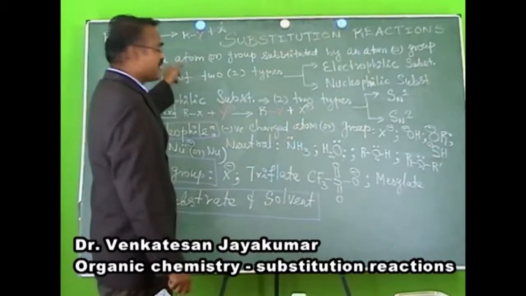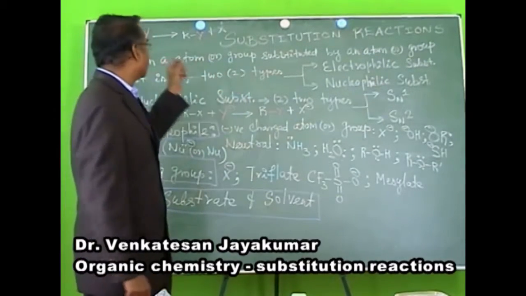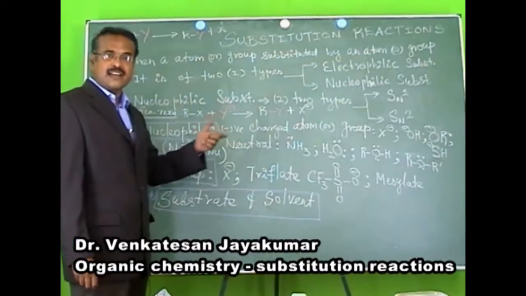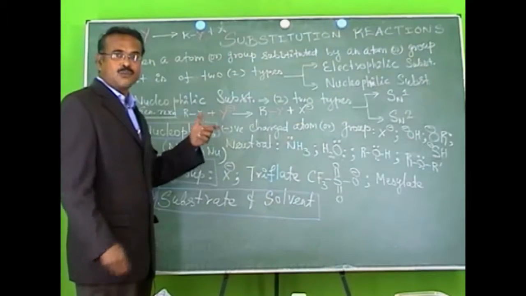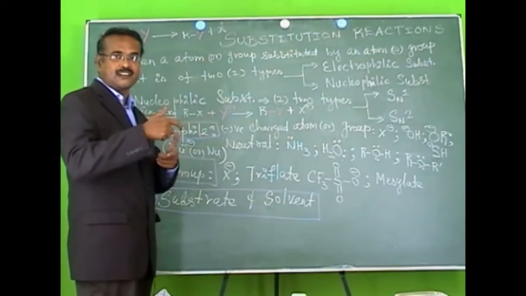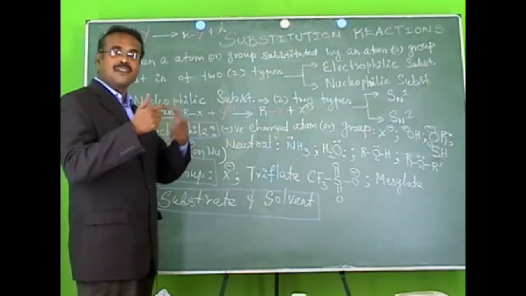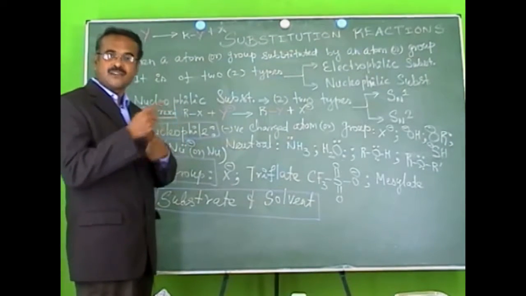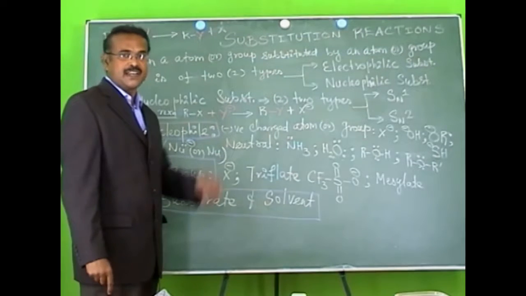So the general definition of a substitution reaction is when an atom or group is substituted by another atom or group. So one atom is substituted by another atom. The same we can say for a functional group. One functional group can be replaced by another functional group. It is called a substitution reaction.